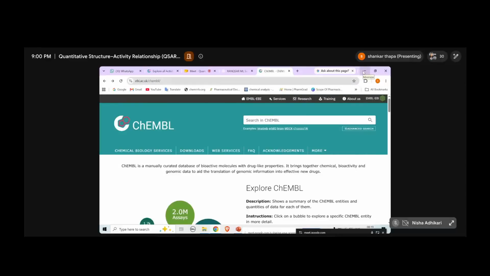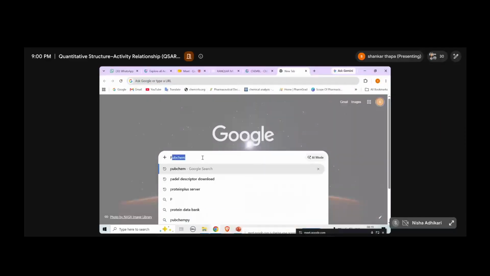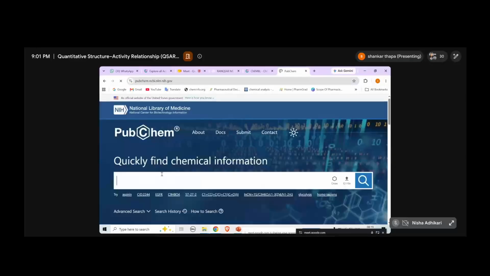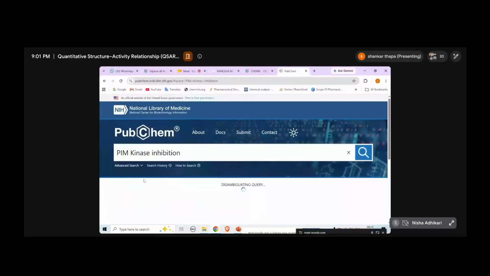If everyone got how to download, now I will show you. From PubChem also you can do it. I think this is the easiest one, and everyone is using PubChem. From PubChem also you can get the bioactivity data. Let's say the same thing: if you type here PIM kinase inhibition, search it.